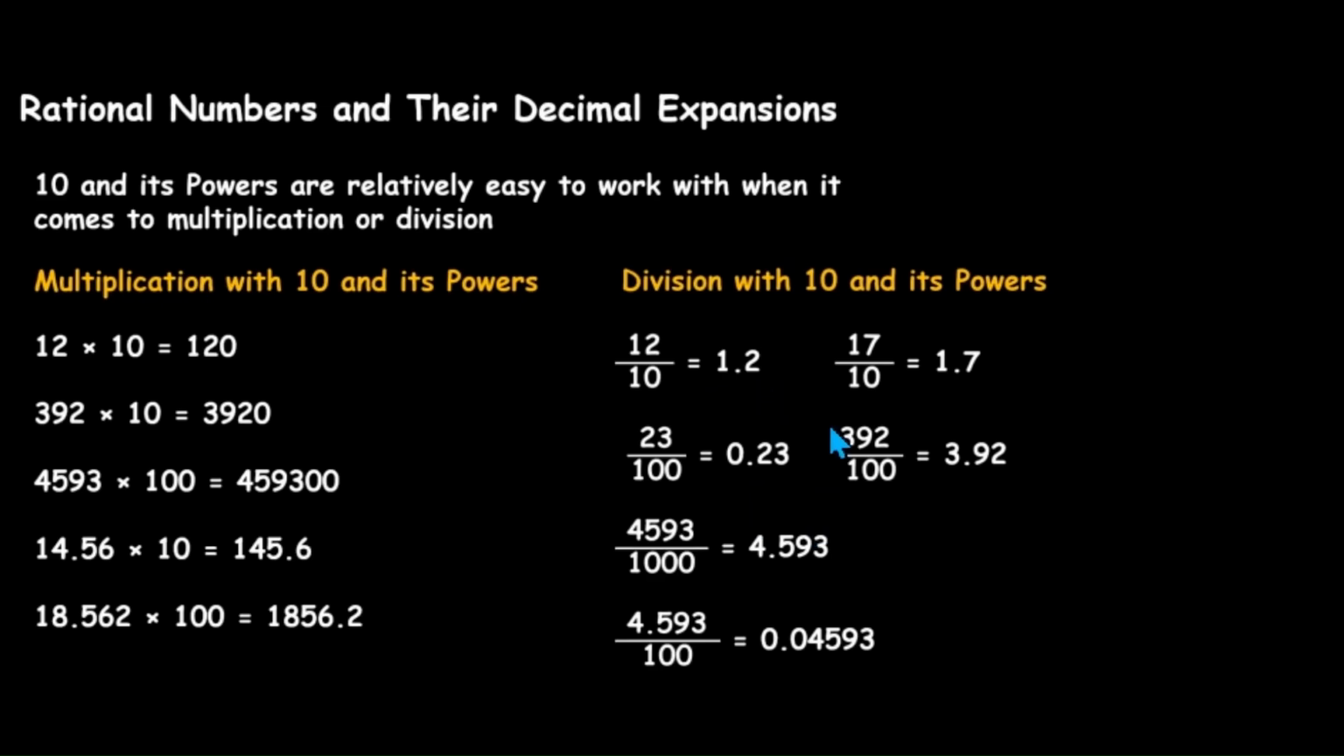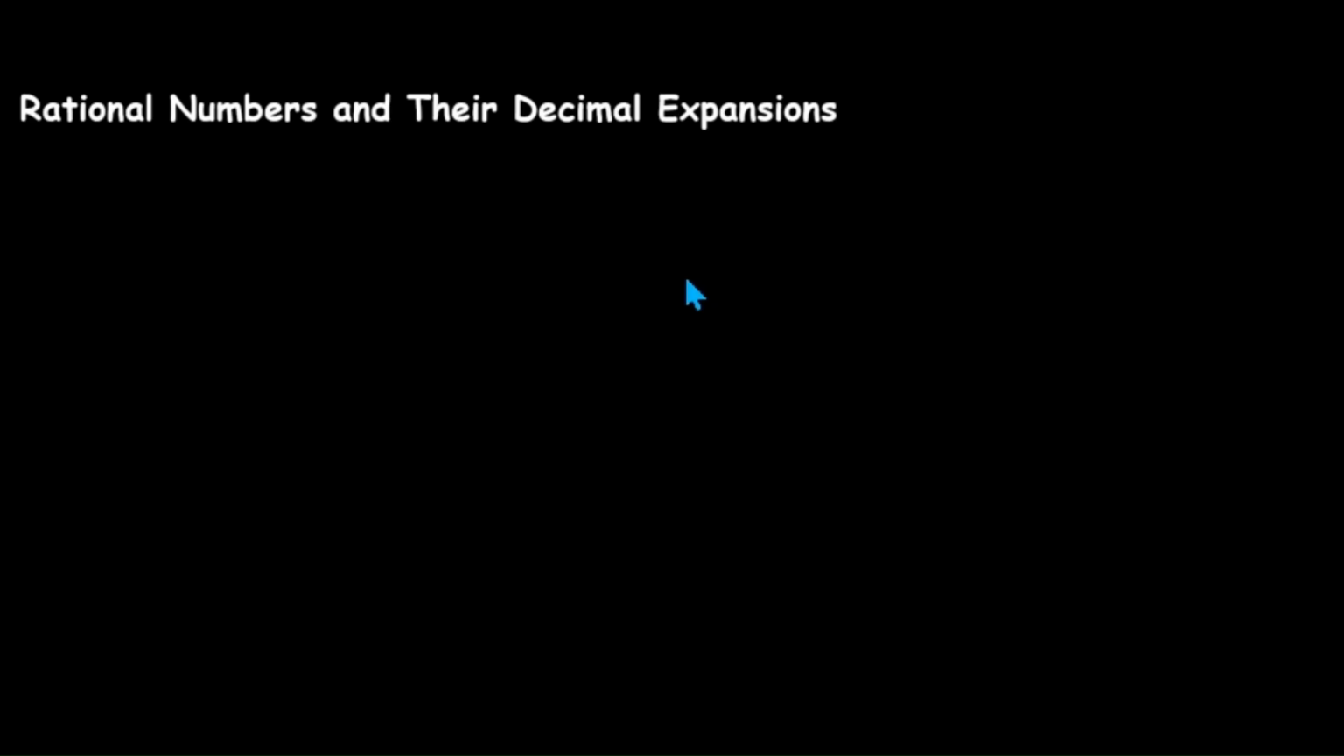Please try with various numbers and check the results, whether the decimal expansion of the p by q form is getting terminated or not. Indeed, you will find that it is getting terminated. So 10 and its powers are easy to work with when it comes to multiplication and division. Most importantly, any integer or rational number when divided by 10 or its powers can surely terminate the decimal expansion.